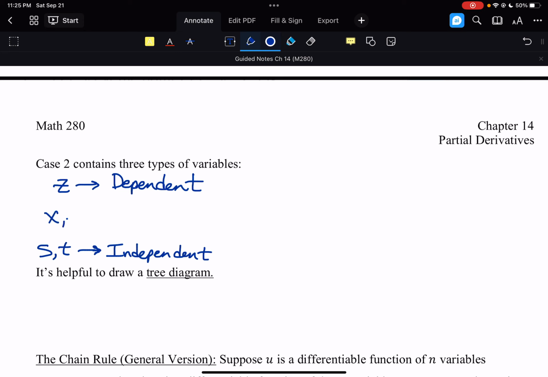That leaves us with x and y, which are kind of the go-betweens, right? Because s and t go into here, and whatever comes out of there goes into there. So they are dependent on these, but independent of that. So we call these intermediate variables.